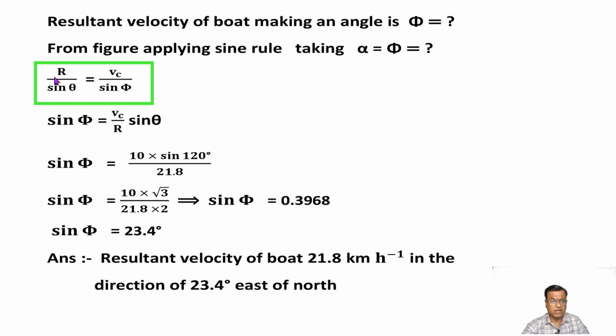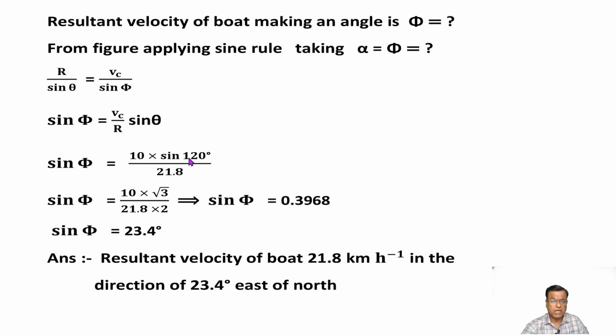So we will take R upon sine theta equals VC upon sine phi. This is the formula to find the angle between the resultant vector and the A vector. Making sine phi the subject, sine phi equals VC upon R times sine theta. So sine phi equals the value of VC, which is 10, times sine 120, since the angle between VB and VC is 120, divided by the magnitude of R, which we have obtained as 21.79.